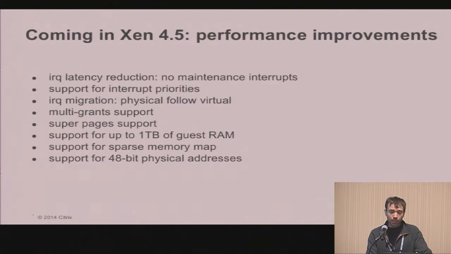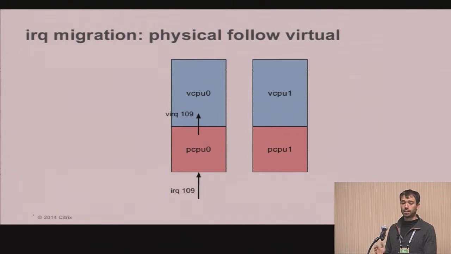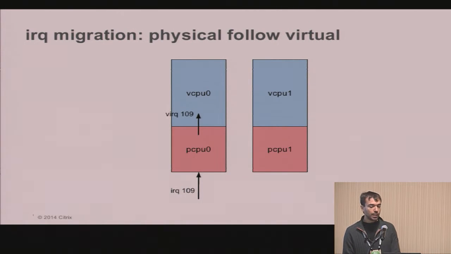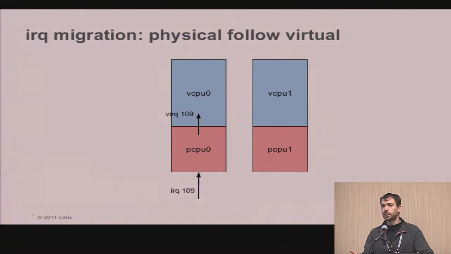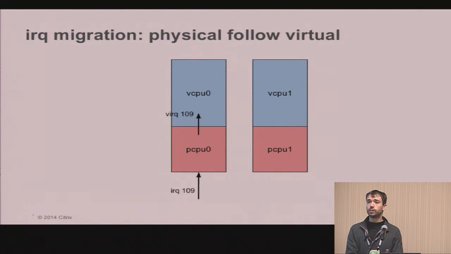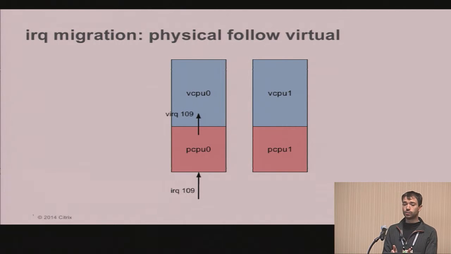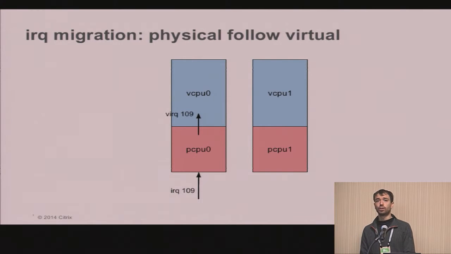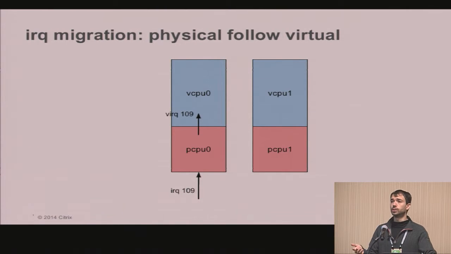IRQ migration. You might know this feature also as IRQ balancing. Let's suppose, again, like in the same example as before, interrupt 109 interrupts physical CPU 0, and then Xen injects the corresponding virtual interrupt 109 into virtual CPU 0, that, for simplicity, is running on physical CPU 0 here. Now, what if the guest wants to move the virtual interrupt 109 it is receiving on vCPU 0 to vCPU 1? This is what will happen if you have a lot of interrupts on vCPU 0 and you enable the IRQ balancing daemon.